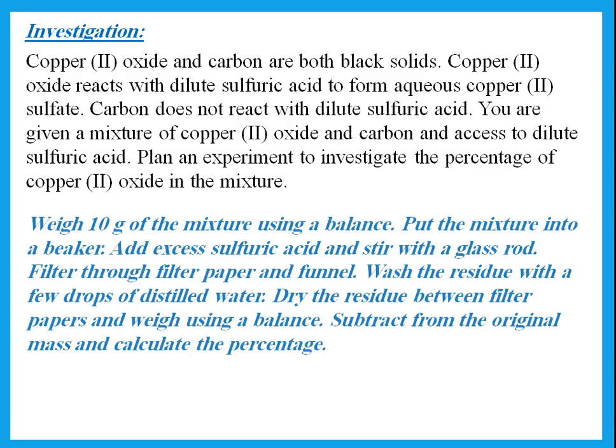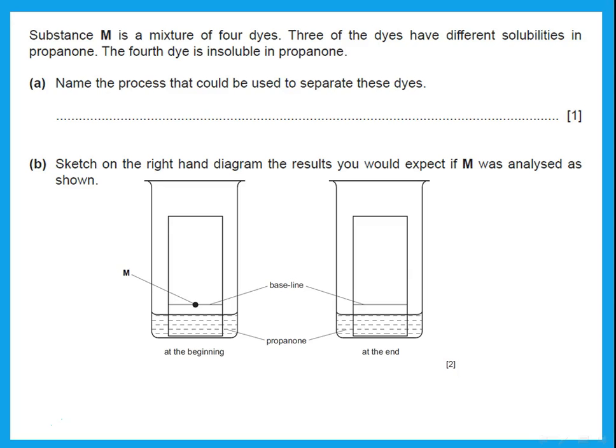Okay, so I'm starting with 10 grams. I end up with a certain mass of carbon. If I subtract the mass of carbon from the original mass, then I can calculate the percentage of copper oxide. Okay, so I know I'm starting with 10 grams of the mixture, and I end up with a certain mass of carbon. Then the difference between them is the mass of the copper oxide, right?